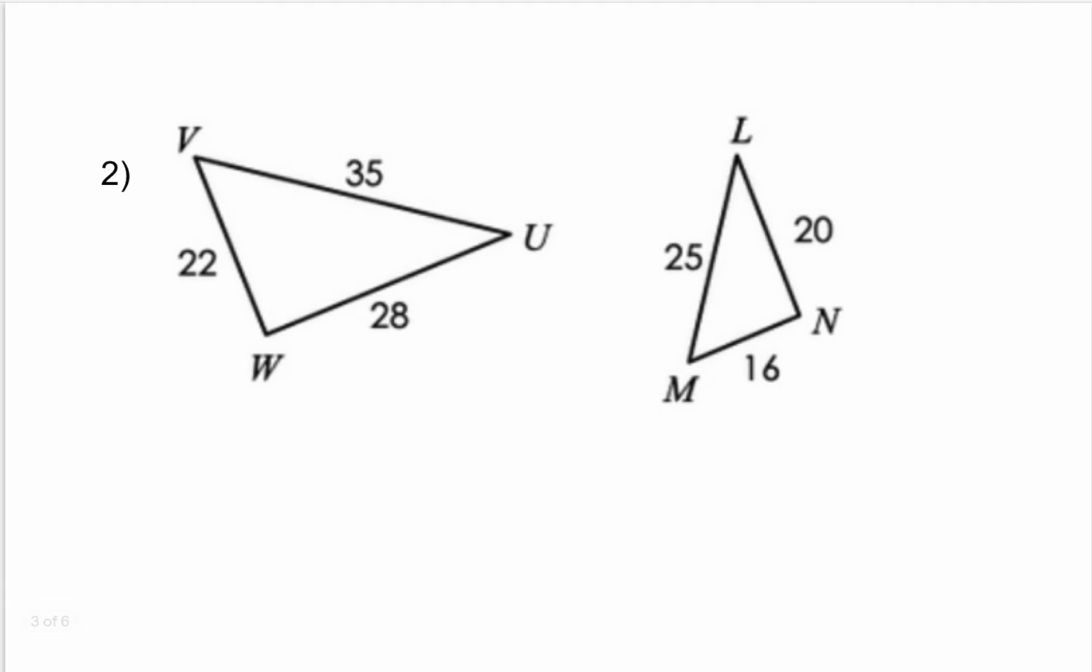Let us move on to number 2 example. So if you are given this type of problem and there is no label or names of the triangle, I would pair the smallest number with the smallest number of the other triangle. So I'm looking at 22.